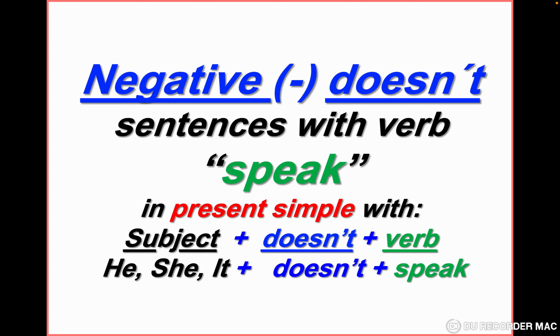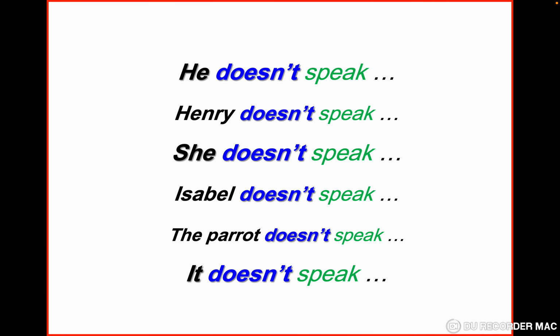Let's see some examples. He doesn't speak. If you write "he doesn't speaks," it's not correct. "Henry doesn't speaks" is not correct. Henry doesn't speak. She doesn't speak. Isabel doesn't speak. The parrot doesn't speak. It doesn't speak. Let's continue. Let's go to the question form.